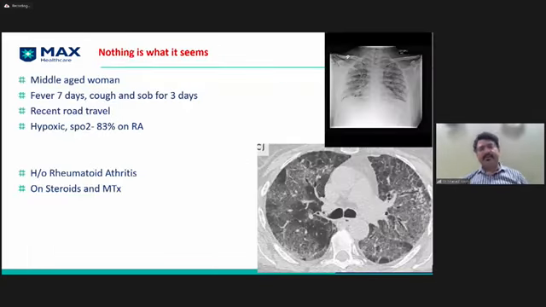There is another patient who was a known rheumatoid arthritis patient. She presented with 7 days of fever, cough and worsening breathlessness. This patient was being managed on oral steroid and methotrexate.